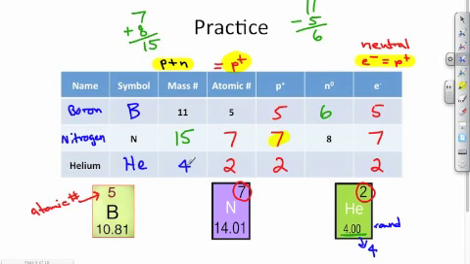Now I have a mass number of 4. Mass number, remember, is the sum of the protons and the neutrons. So if I have a total of 4 and 2 of those are protons, then 4 minus 2 is 2 neutrons. So I'm going to write that here in the box for helium, neutrons.